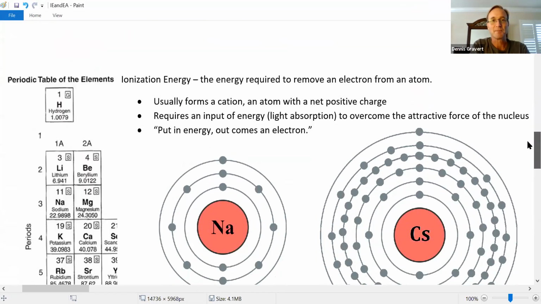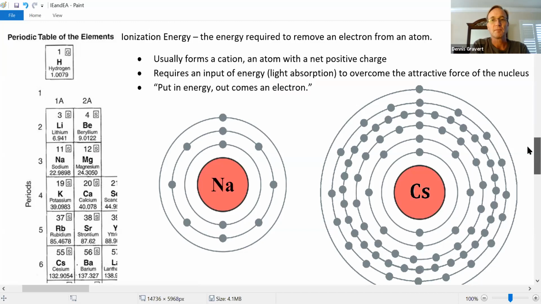What else I got for you? Let's talk a little bit more in detail about ionization energy, and then we'll look at electron affinity as well. Okay.